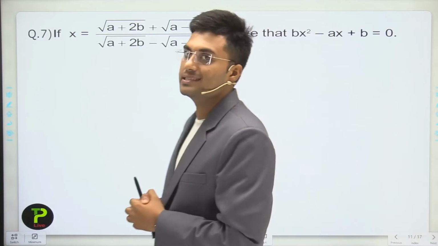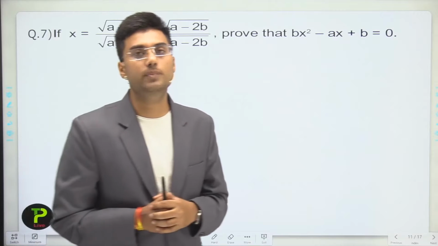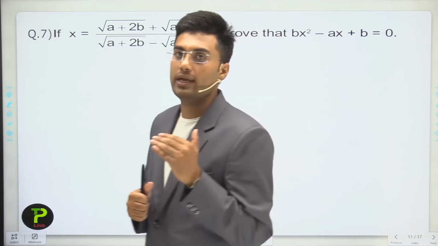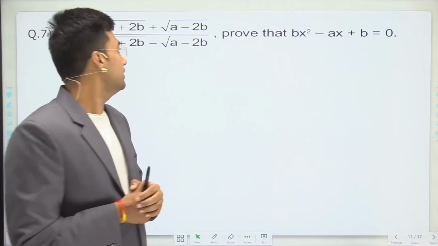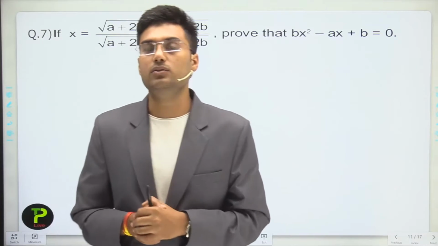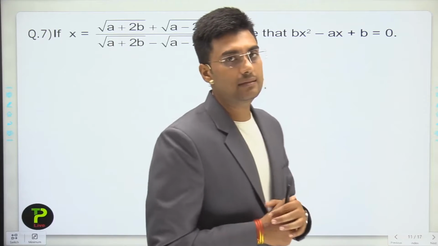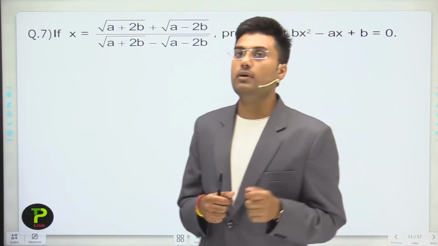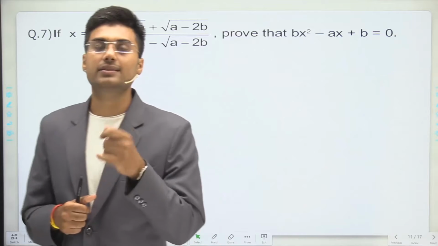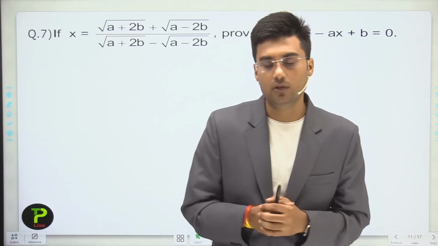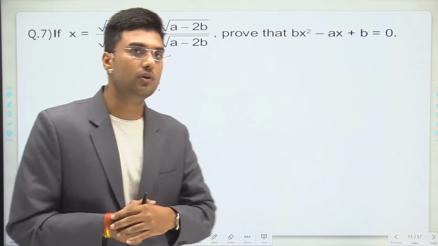if x is equal to root a plus 2b plus root a minus 2b divided by root a plus 2b minus root a minus 2b. We solve this question by two methods. First is the componendo and dividendo concept, and the second is the rationalization of denominator concept. So let's start the solution of this question.